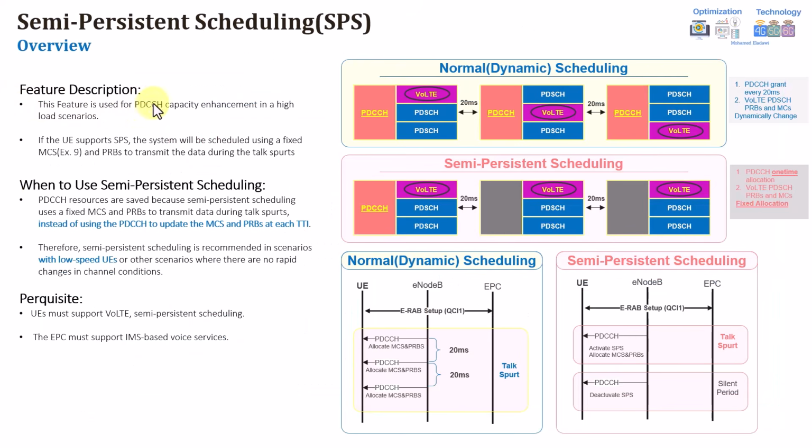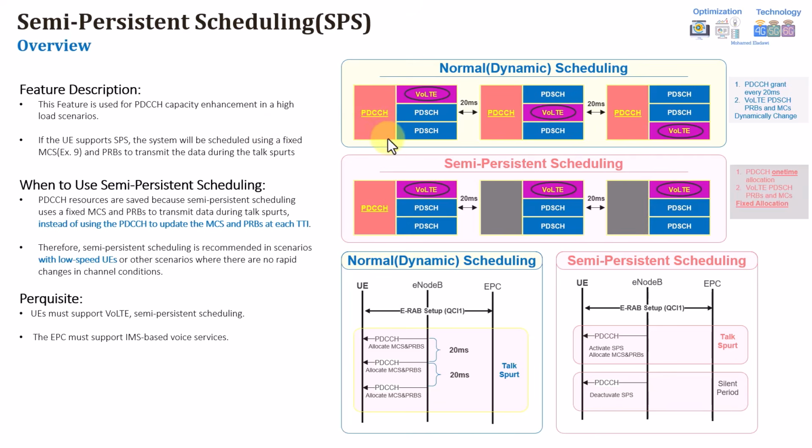The first feature we are going to start with today is semi-persistent scheduling. I believe you might be aware of this feature. It's a very simple one, which is mainly used to reduce PDCCH congestion, to enhance PDCCH capacity in general, and particularly for use in high load scenarios.